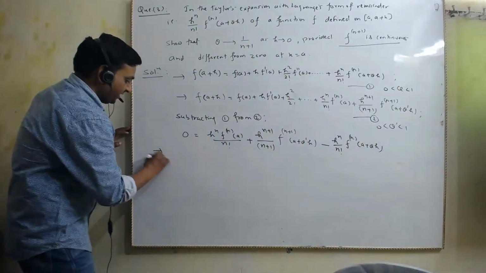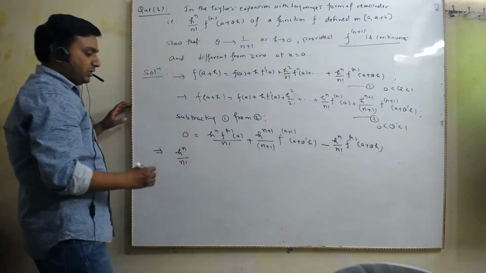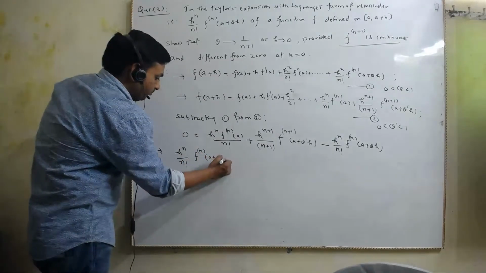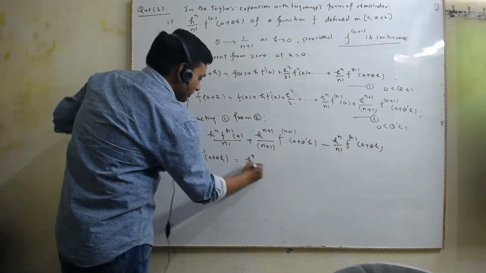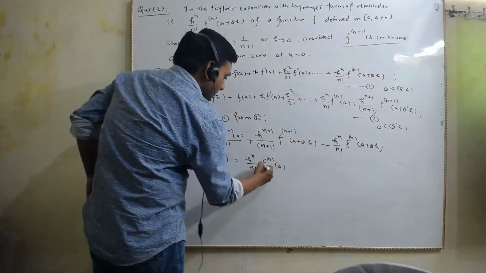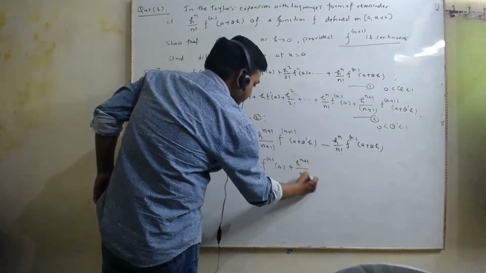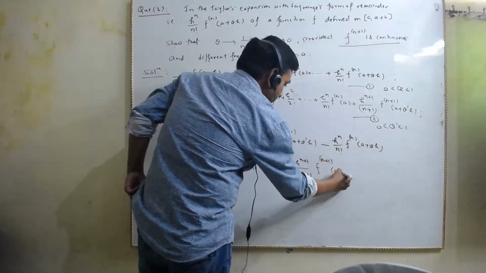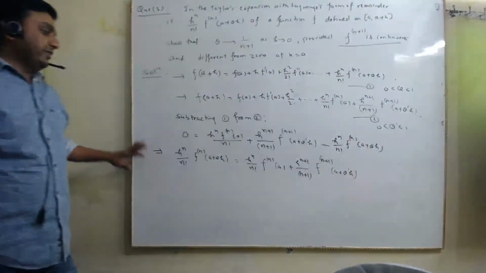So this expression can be further managed as h power n upon n factorial f n at a plus theta h equals h raised to the power n upon n factorial nth derivative at a plus h raised to the power n plus 1 upon n plus 1 factorial n plus 1th derivative at a plus theta dash h. Fair?